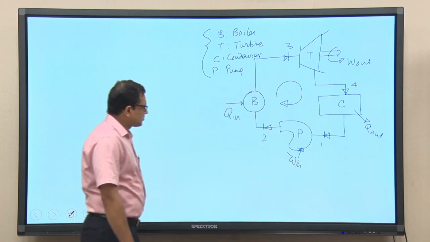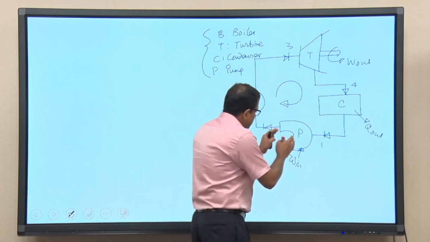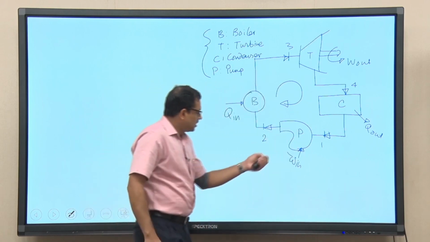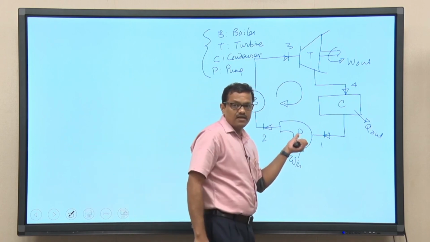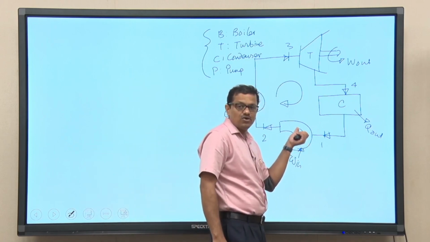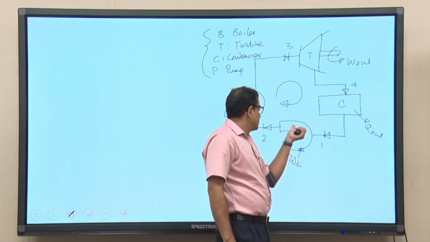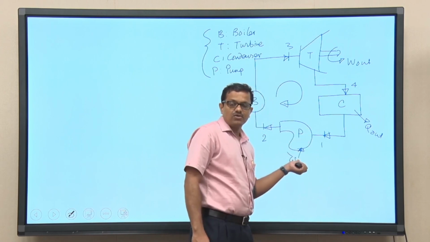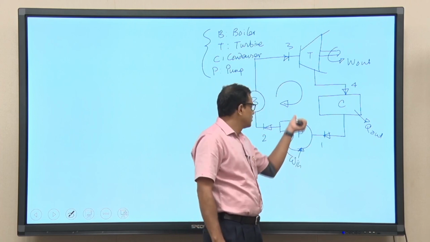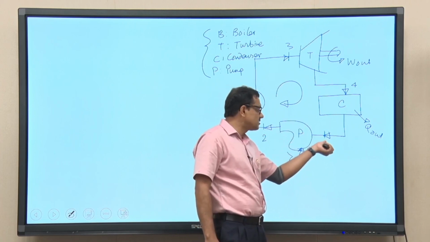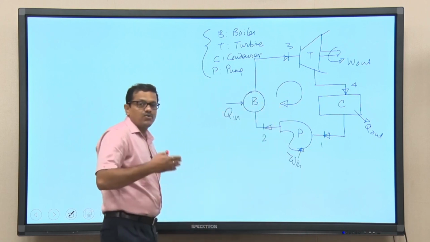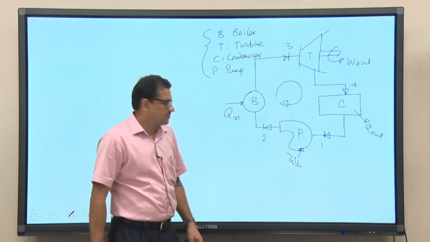Now, for this particular component, that is the pump, if we need to know the amount of work that must be added to pump the condensate to the boiler, what would be its mathematical expression?